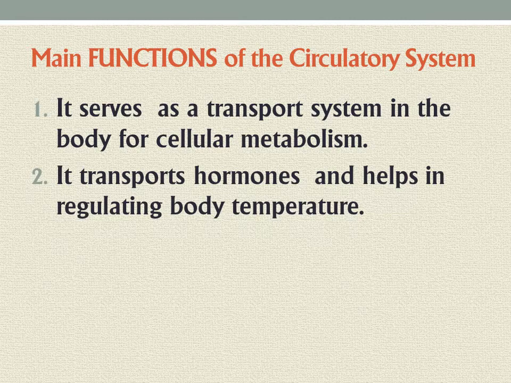The circulatory system is a transport system that is responsible for the distribution of blood and other materials throughout the body. And the blood circulated by the system transports nutrients, water, and oxygen to the billions of cells in the body and carries wastes such as carbon dioxide.